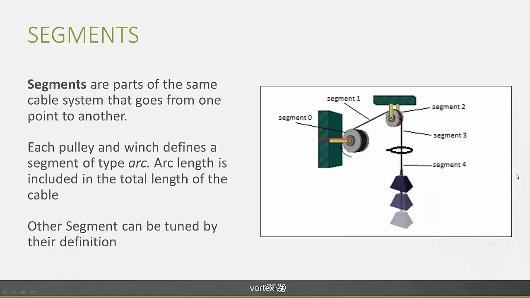Segments are the segments of the cable that are located between the various points. They're part of the same cable system. Each pulley and winch define a segment of the type arc. The arc length is included in the total length of the cable. Other segments can be tuned by their definition.